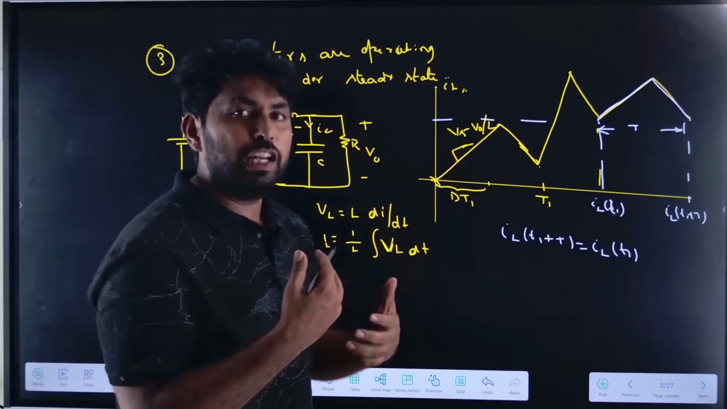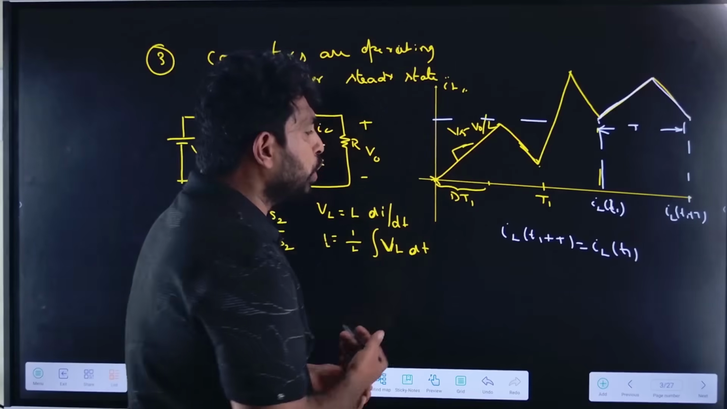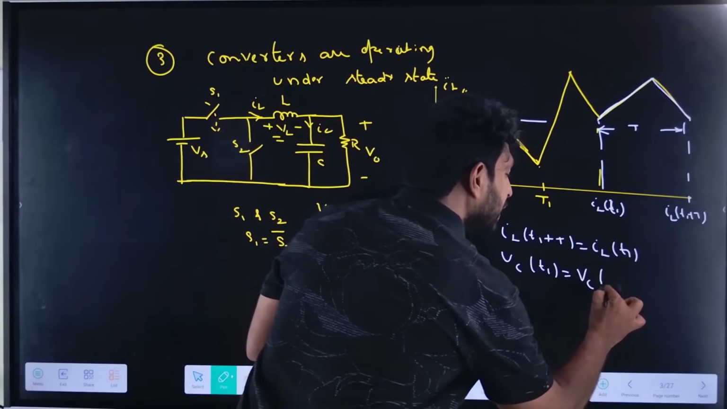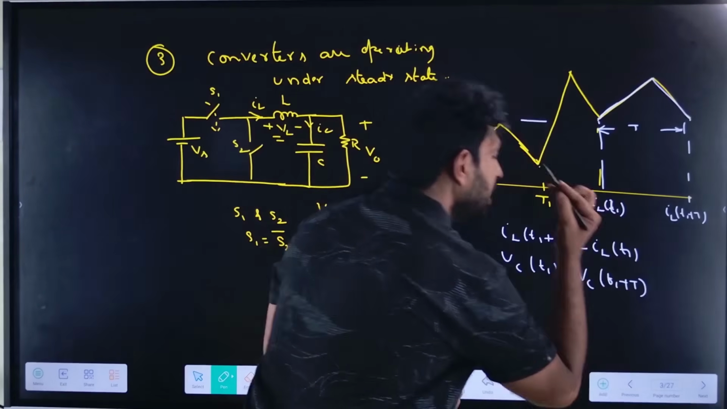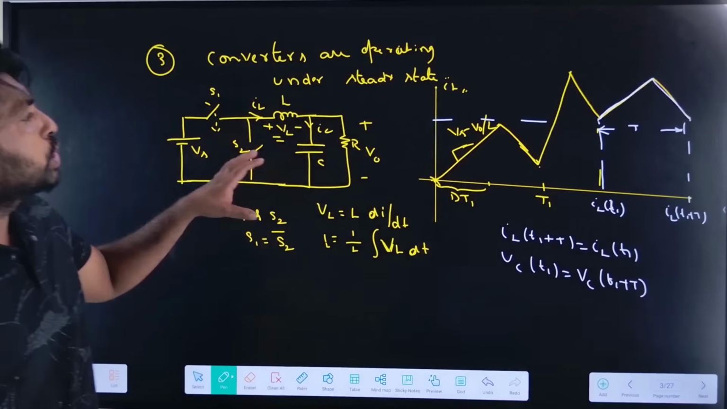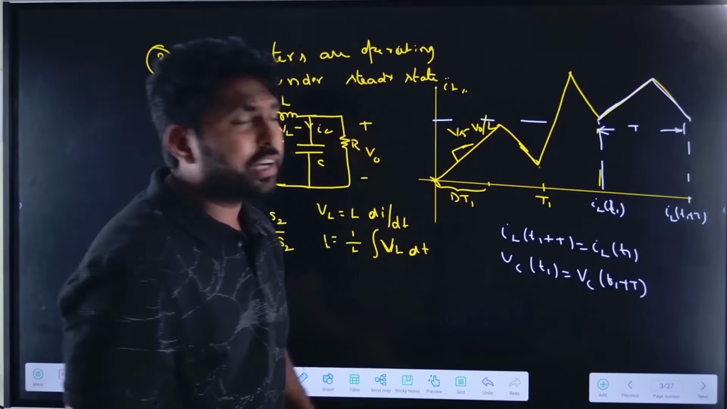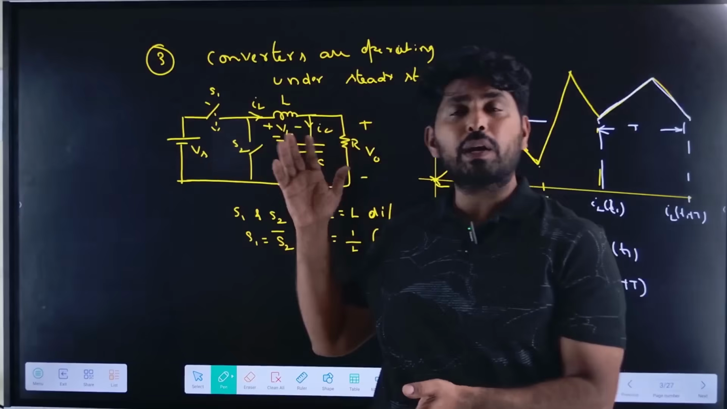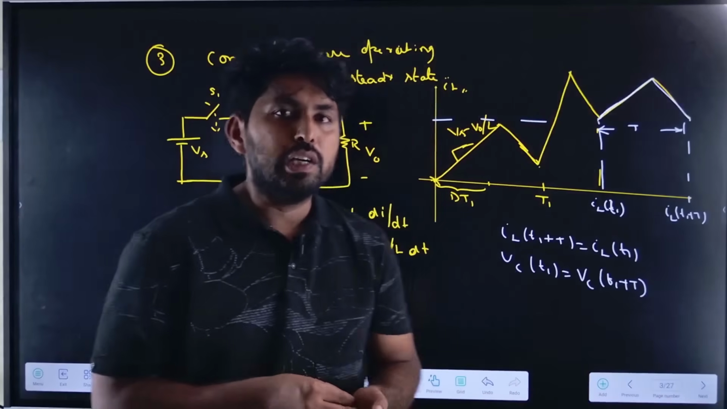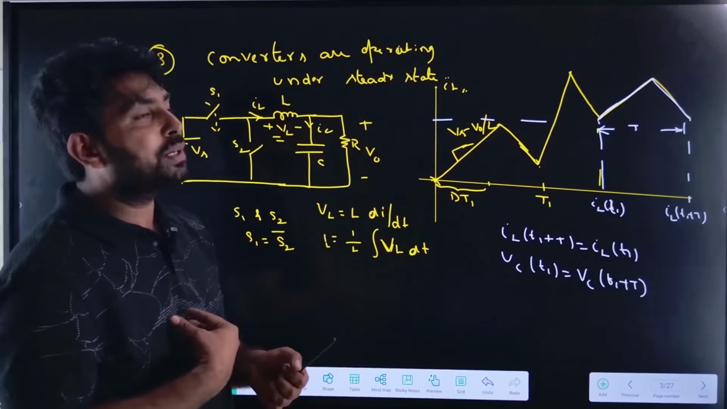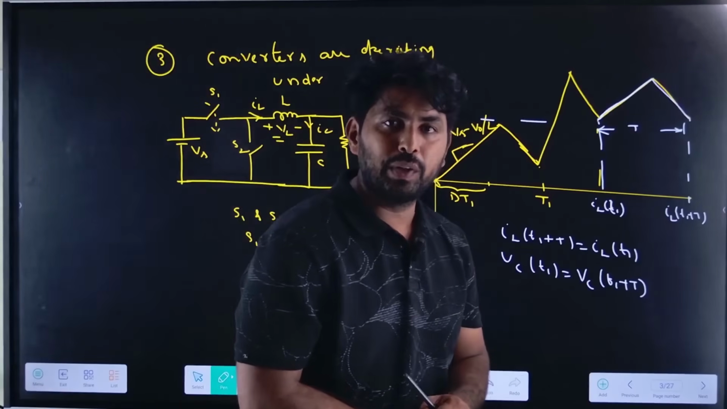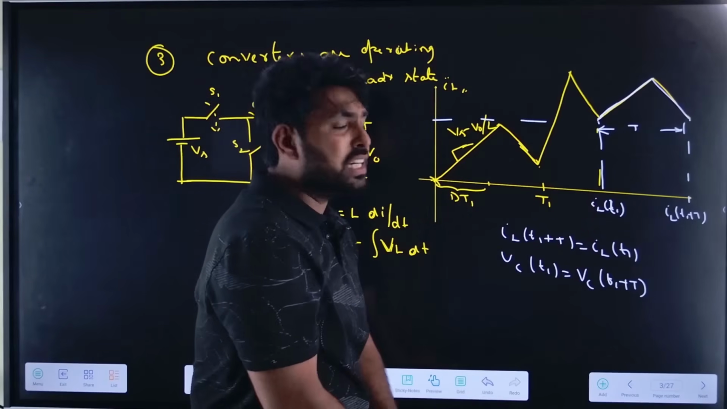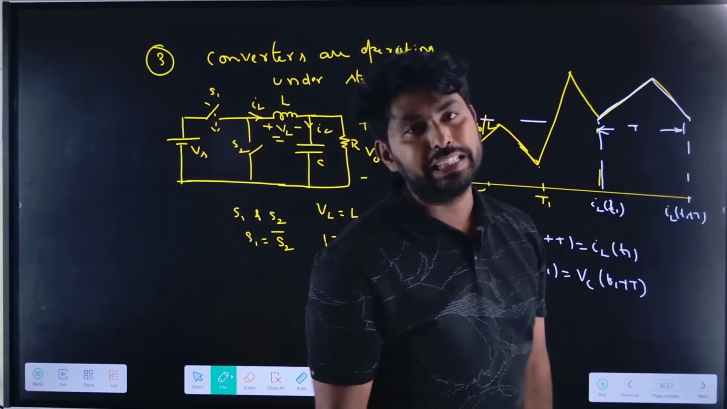Similarly, if you draw the capacitor voltage also, Vc of T1 equals Vc of T1 plus T. During steady state operation, the converter will operate like this. Because in a transient condition, to analyze the buck or boost or buck boost converter, it is quite difficult. So we are assuming that the converter is operating under steady state. We are not considering the initial transient condition, so we are taking directly the steady state condition.